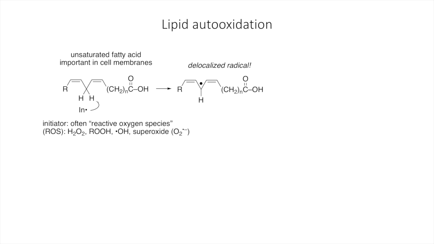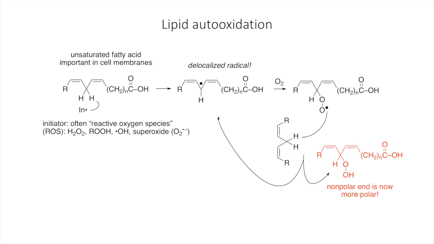And so some initiator, which is usually some form of reactive oxygen species, peroxide, hydroxyl radicals, superoxide, some radical initiator, can take that hydrogen atom, and now we have a delocalized radical. That radical is delocalized over 5 carbons. Much like before, that can add to gaseous or diatomic oxygen, and we'll get this peroxy radical, which again continues the chain reaction by grabbing a hydrogen atom from some other molecule of fatty acid.